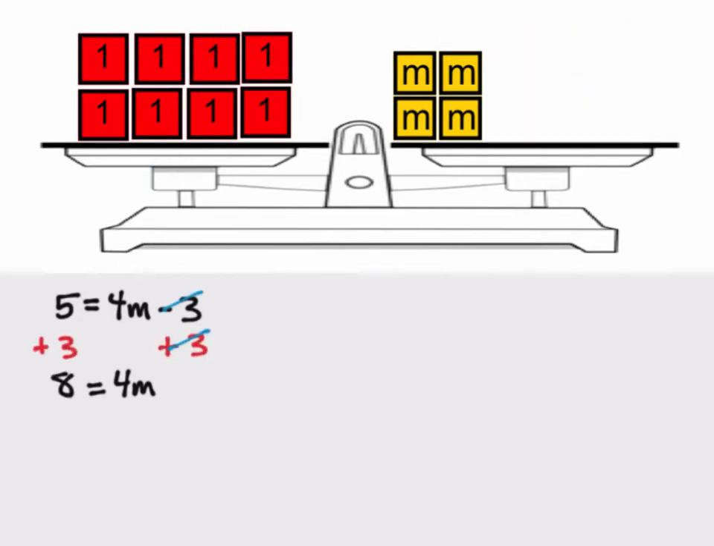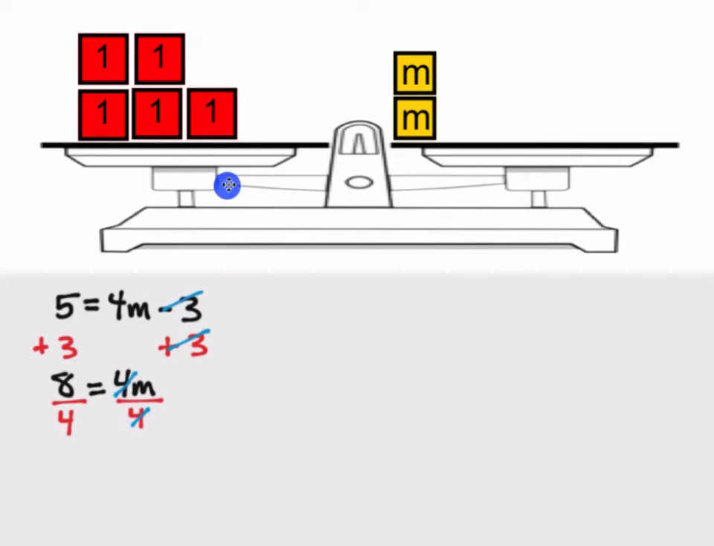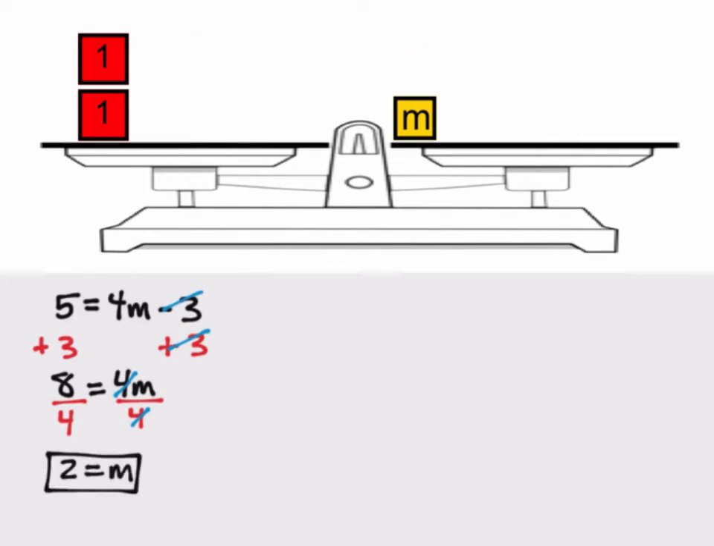And now we're left with a much simpler equation. 4m = 8, and we absolutely know how to take care of this. Either divide both sides by 4 or multiply both sides by 1/4. And we find our solution to be m = 2.